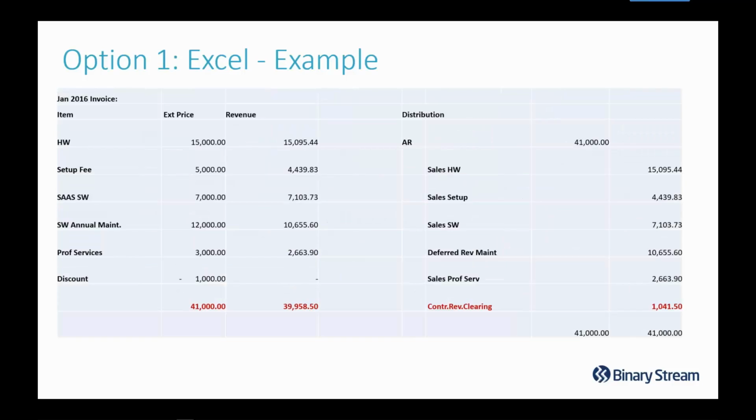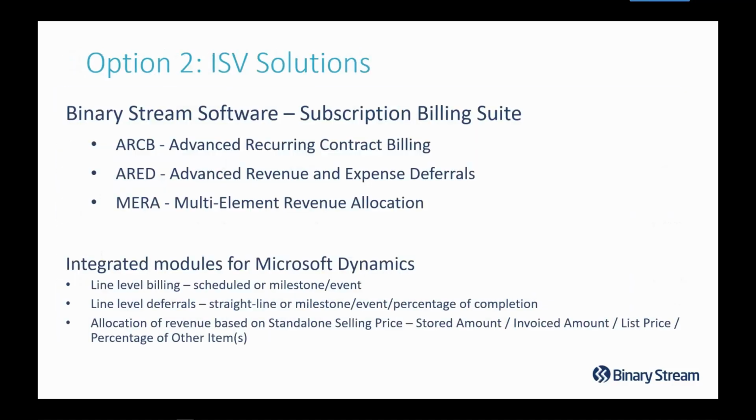I'll keep going here. Now we've got everything broken up. My contract revenue clearing account, my $41,000. See, my extended price, the first column was $41,000. Break it over to my final column. Yep, $41,000. So I'm good to go. I got it done. But you'll notice there's a lot of columns, a lot of calculations, a lot of information that has to be fed in because GP doesn't natively do that for you.